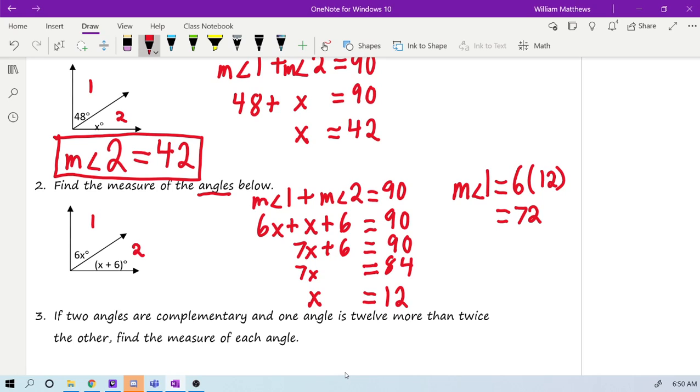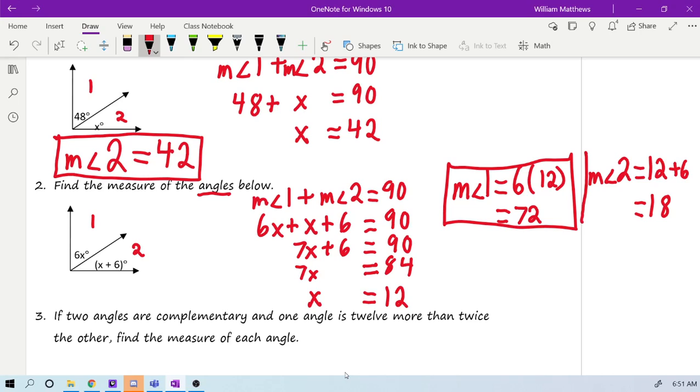We can do the same for the measure of angle 2. In this case, it was x plus 6, so this is going to be 12 plus 6, which then gives us 18. So these would be our two answers. We found the measure of both angles.